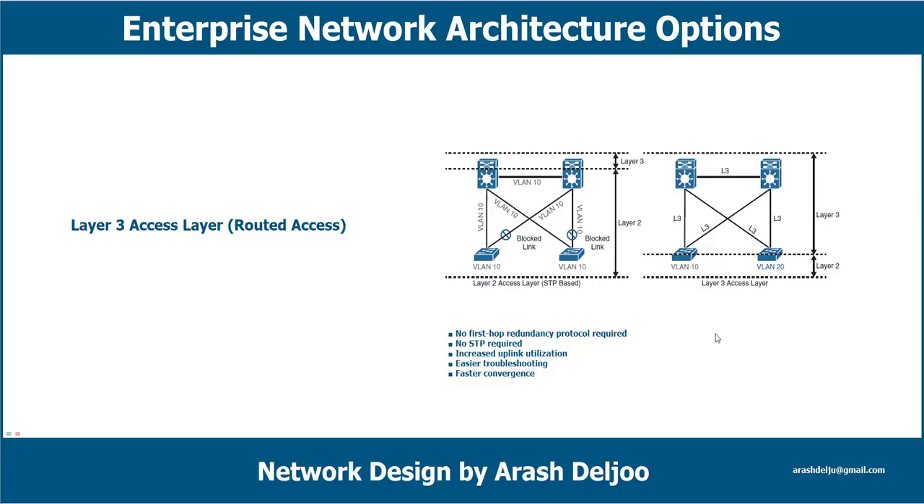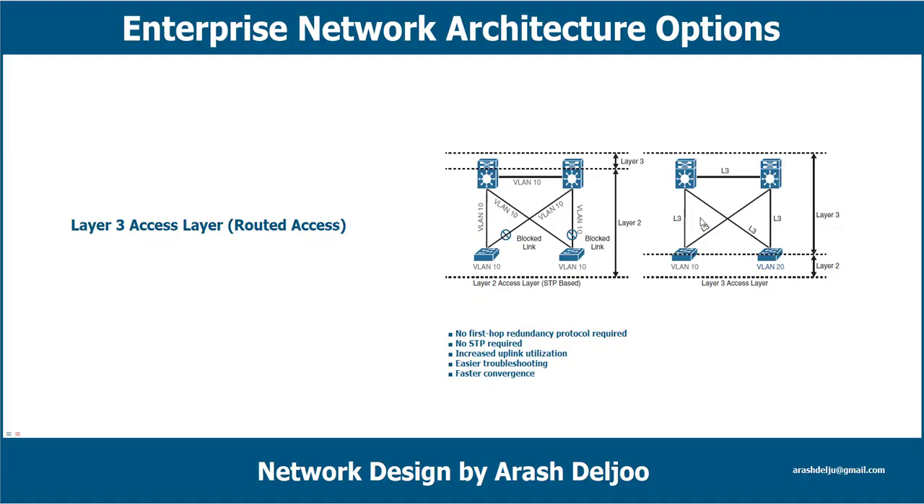Also, let me emphasize that when you use the layer 3 access layer, we don't need to configure any first hop redundancy protocol. Actually, FHRP is not available here because the boundary of layer 3 is the access layer switch. The access layer switch has the complete capability of layer 3 routing. The default gateway should be configured on the access layer switch. Because of that, first hop redundancy protocol is not required.